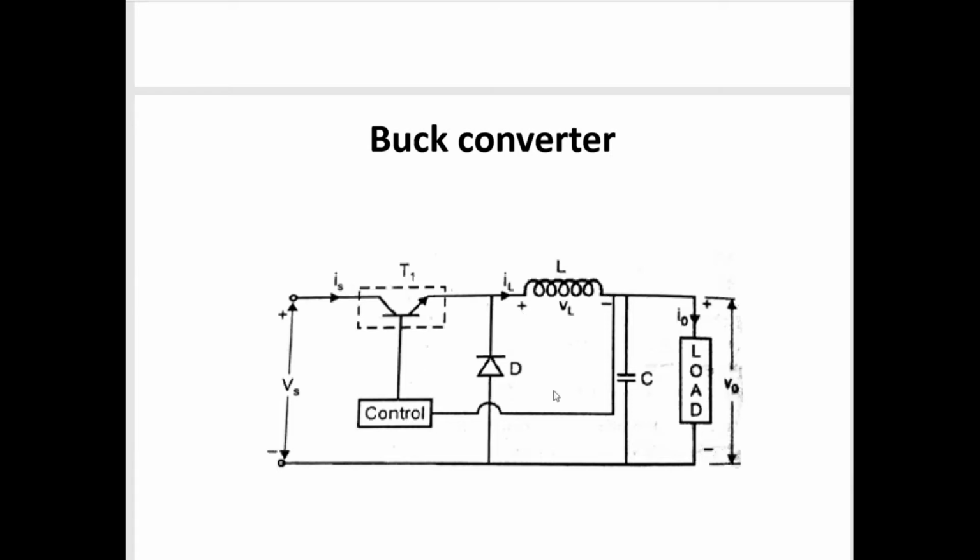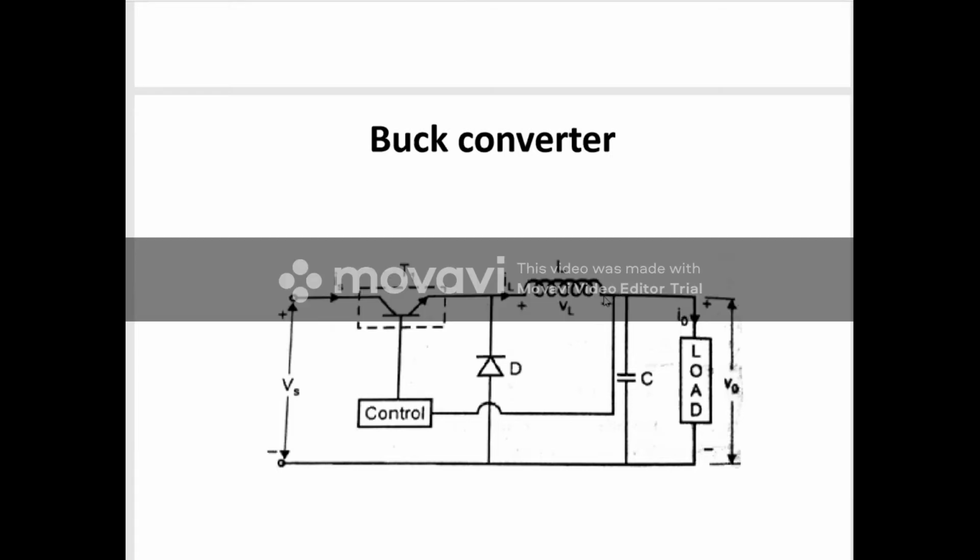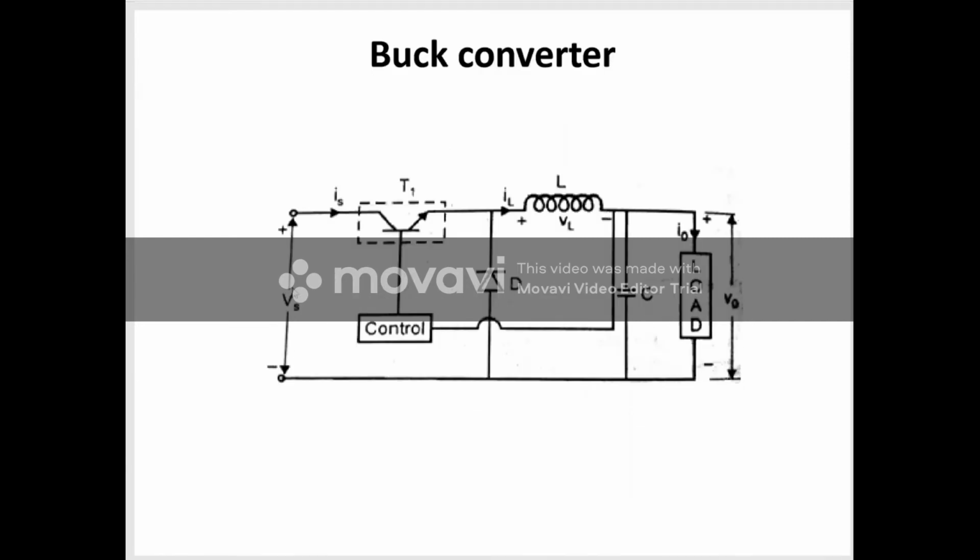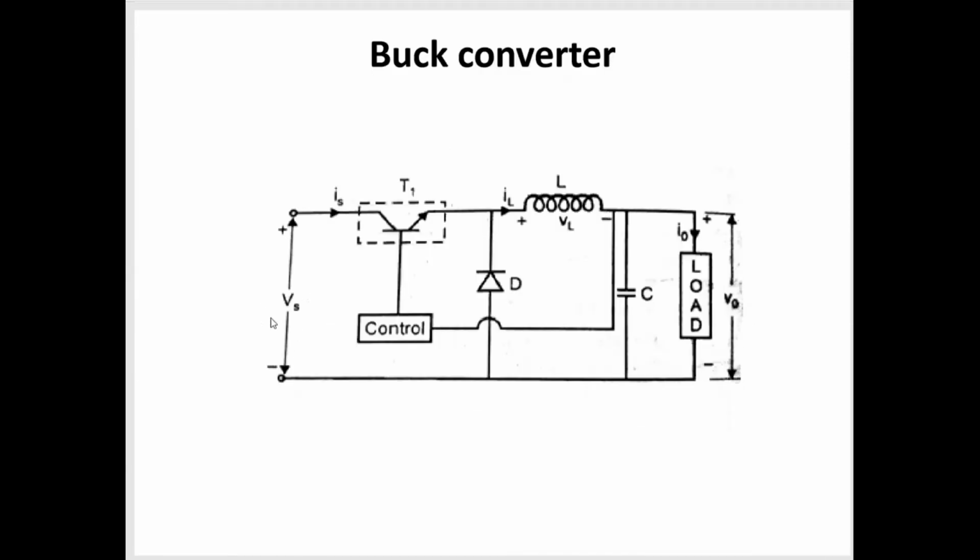But the position will be different. So based on the position, that circuit may work as either a step up converter, a step down converter, or a step up or down converter. Okay, so we will see one by one. So this is the input voltage. This is the input voltage applied to the buck converter. The output taken across this load is said to be the output voltage.